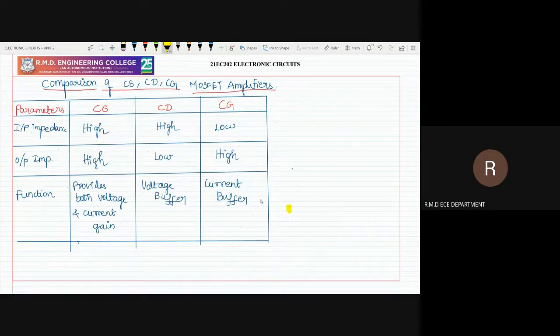The next thing, I have to differentiate the input impedance as well as the output impedance. In common source, in general, the input and output impedance will both be high. That's why it provides both voltage gain as well as current gain. But the common drain has high input impedance but low output impedance. Therefore, it is only suitable for voltage gain. And the common gate has low input impedance and high output impedance. Hence, it is applicable for current gain calculation.